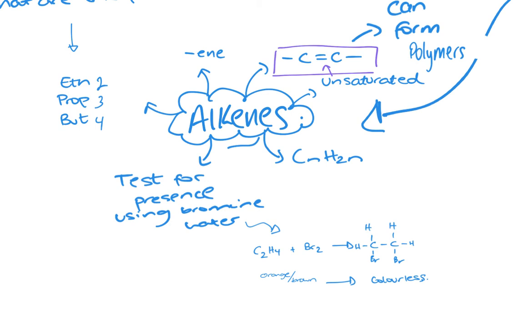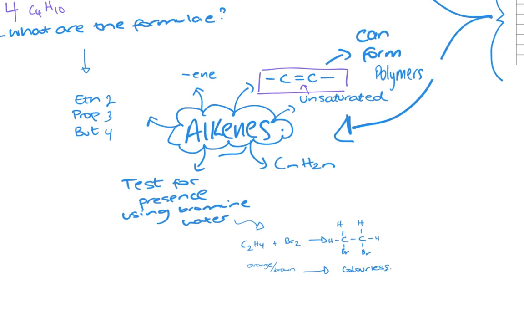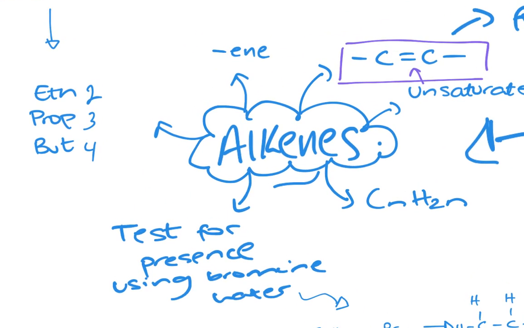Okay, so let's get down the answers then. So ethene would become C2, and then we just double it, H4. Propene would be C3H6, and butene would be C4H8.